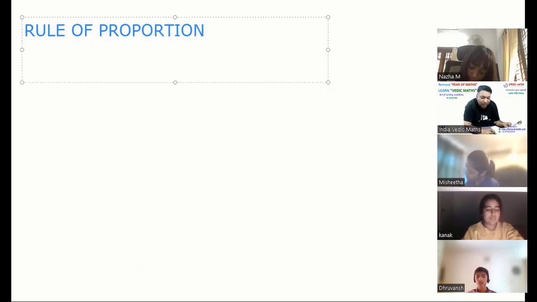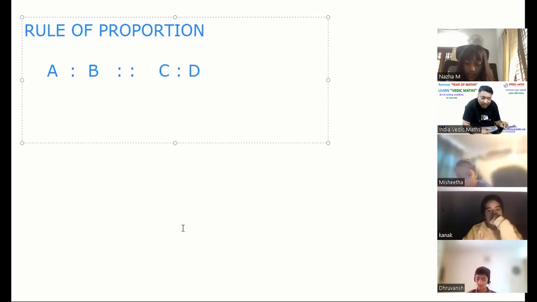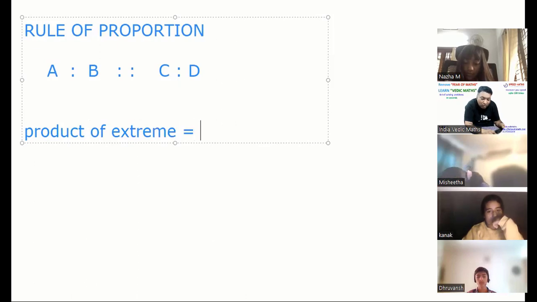Rule of proportion: suppose I say A is to B is proportional to C is to D. The rule of proportion is that the product of extremes is always equal to the product of means.